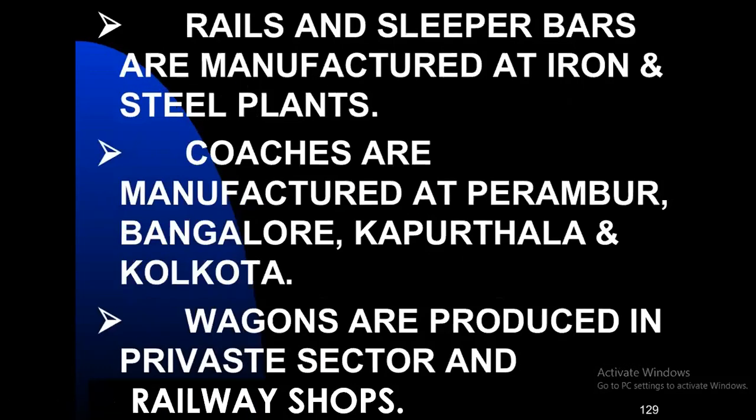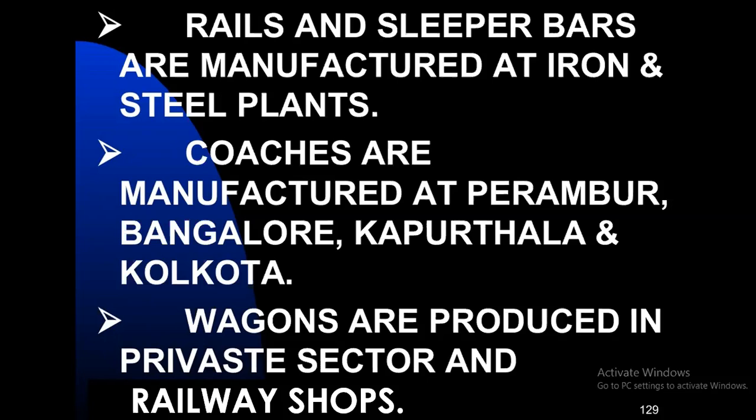Rails and sleeper bars are manufactured at iron and steel plants. You all must have traveled in a train, right? So you must have seen the sleeper bars and the rails. Where are they coming from? They are manufactured in industries, and from there, as a finished product, they come into the service sector, into the place where they can give service to the economy. So the rails and sleeper bars of the railway system are manufactured at iron and steel plants.